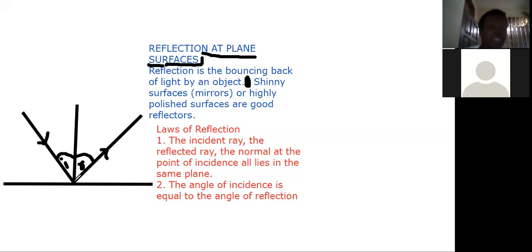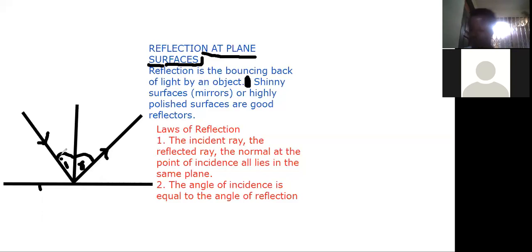Now, when it hits the surface, we believe that it will reflect because the surface here, maybe it's a mirror or a plane surface, is a good reflector of light. And so when it hits the surface, it reflects. The one reflecting is what we call the reflected ray. This one is moving away from the plane. So this one is the incident ray, and when it hits the surface and reflects back, we call it the reflected ray.